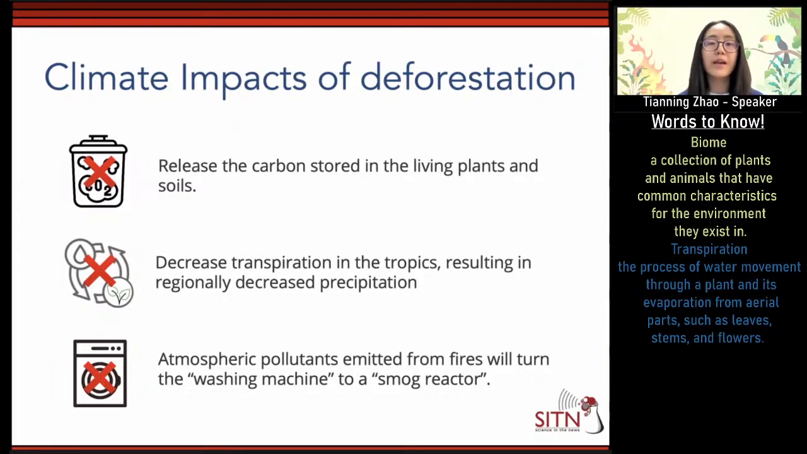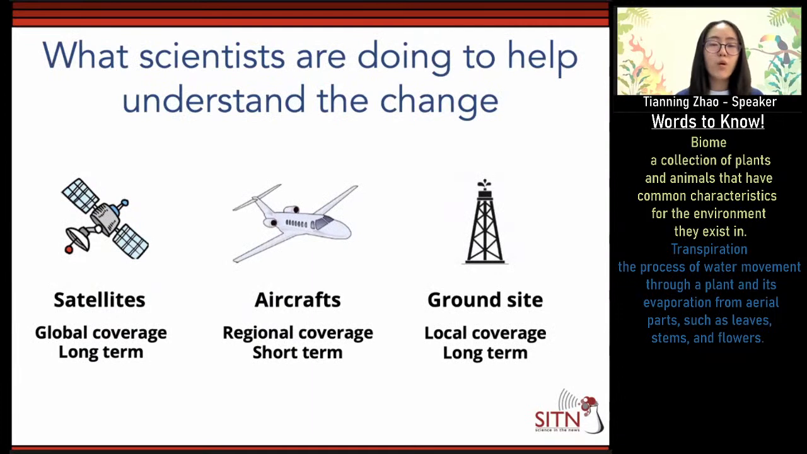You are overwhelming this washing machine, and at one point it will initiate other chemical reactions, actually chemical chain reactions, which would cycle those pollutants again and again. So it has devastating climate impacts from this deforestation, and the scientists are working really hard through different platforms trying to help understand what is changing in this complex and delicate region, which is the tropical rainforest.